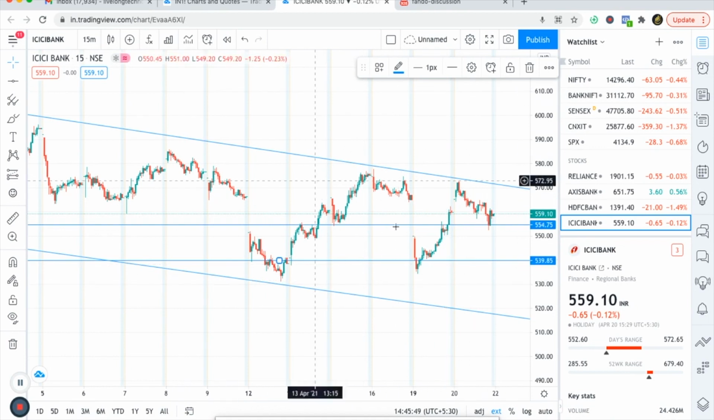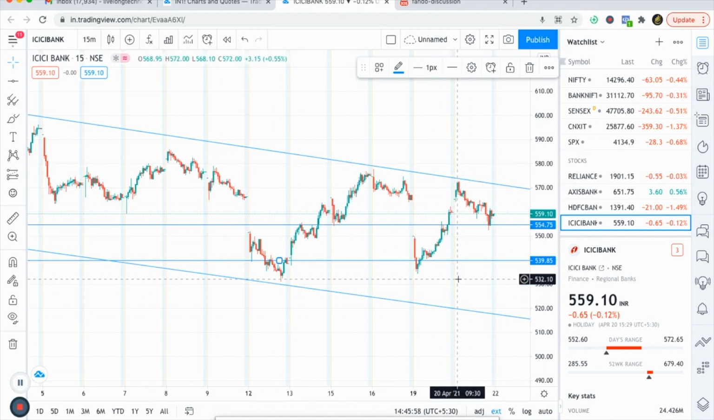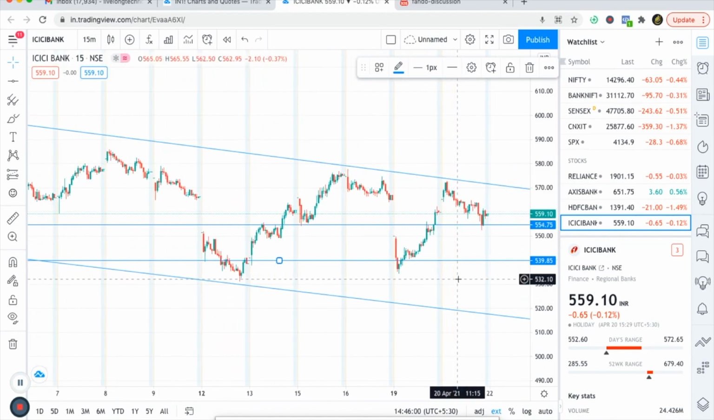So that is what we see by having a look from the top. We start off with the 1 day, then get into the 1 hour, then into the 15 minutes. So these look like the good levels for ICICI Bank. Let's have a look at something else. Let's quickly have a look at the next bank.